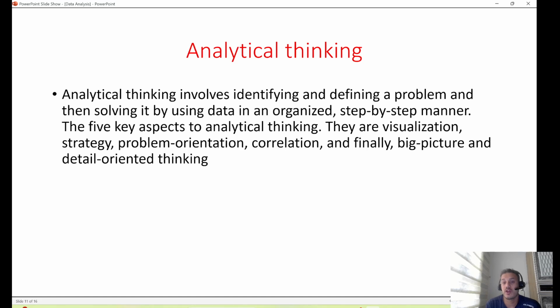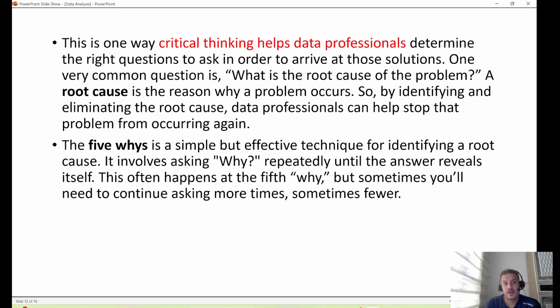These include visualizing the data, making strategy, being problem-oriented, being correlated, taking the big picture, and detail-organized thinking. This is one of the ways critical thinking helps data professionals determine the right questions to ask in order to arrive at solutions. So analytical thinking is one of the most powerful techniques in the asking phase, where you ask questions and identify the root cause.